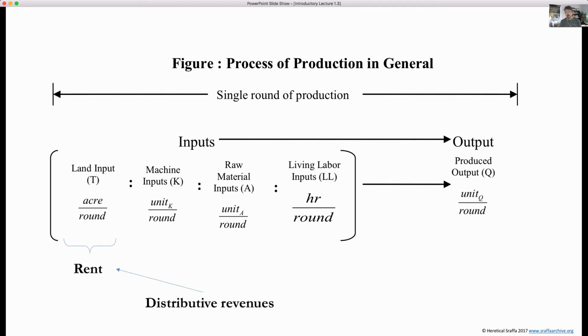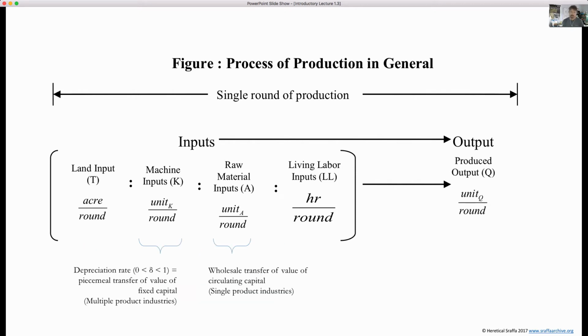Okay, the owner of the land input is going to be the landlord. They're going to receive a distributive revenue, which we're going to call rent. The owner of the capital input, both the fixed capital and the circulating capital, we're going to denote as the capitalist, and the capitalist is going to get a distributive revenue in the form of profit. And the owner of living labor is the wage worker, and the wage worker gets the distributive revenue in terms of wages. Okay?